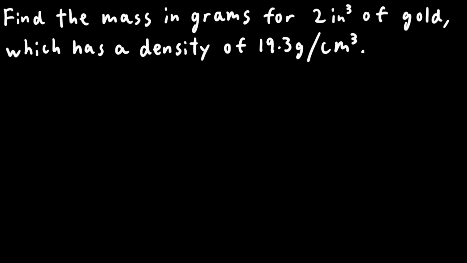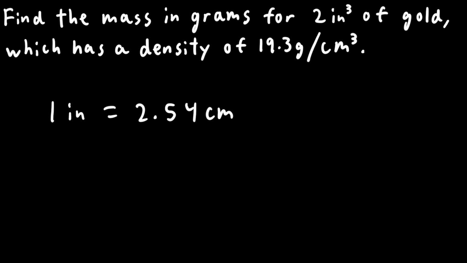Find the mass in grams for 2 inches cubed of gold, which has a density of 19.3 grams per cubic centimeter. Something that you may find useful for this problem is 1 inch equals 2.54 centimeters. Feel free to pause this video to try this problem on your own.